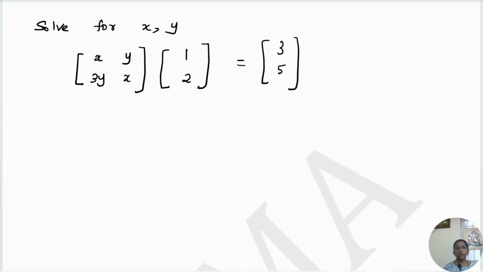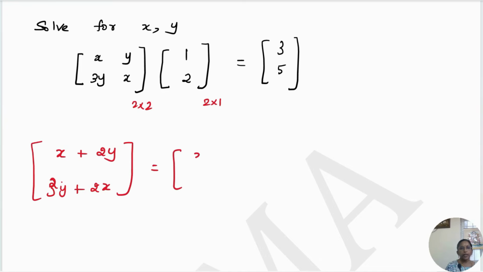Now in this question, you have to solve the value of x and y. So we are given a 2 cross 2 matrix here. Here it is 2 cross 1. So do the matrix multiplication. So you will get x plus 2y. Here this is 3y plus 2x, and on the right hand side we have the data 3 and 5.